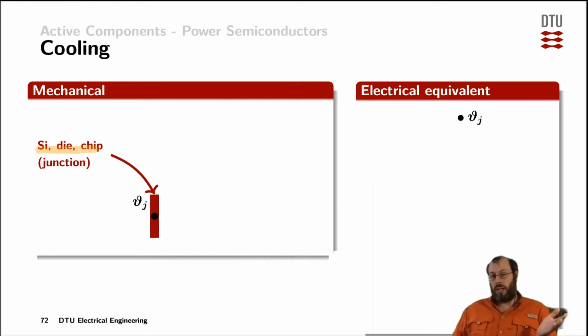Similar to the analogy between hydraulics and electronics, we can draw an electrical equivalent this time of the mechanical behavior of the device. A junction is hereby transferring into an electrical potential. So we have the junction temperature of a specific mechanical device, of a specific mechanical object, and that temperature would correspond to an electrical potential given in volts.